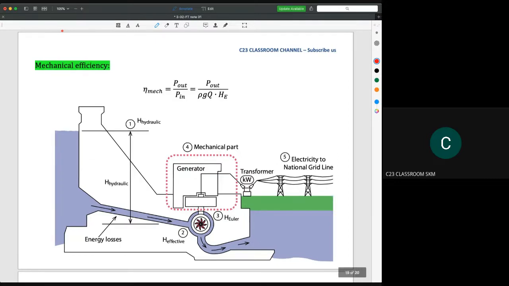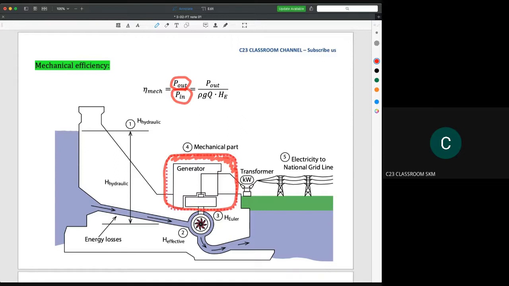Then we have mechanical efficiency. Again, the mechanical efficiency means we need to know the efficiency of the mechanical part that is attached to the turbine. Maybe if you have a very old mechanical part here, there is a lot of resistance, a lot of wear and tear, so it cannot rotate very well, and you need more energy to overcome the friction. The basic idea is still the same: the power out divided by the power in.